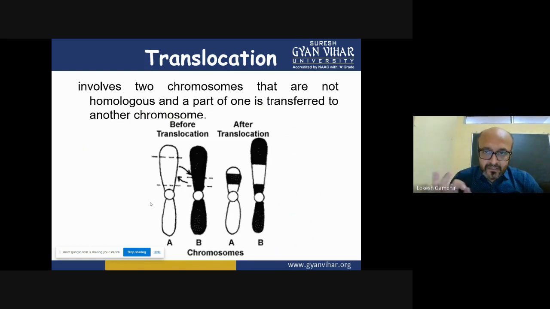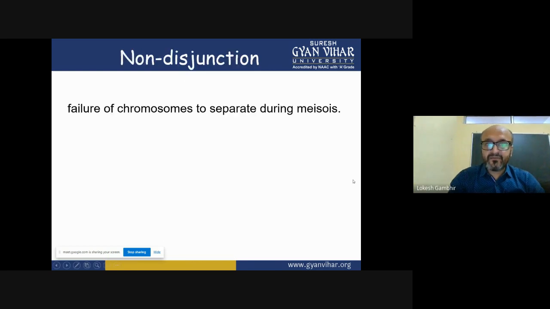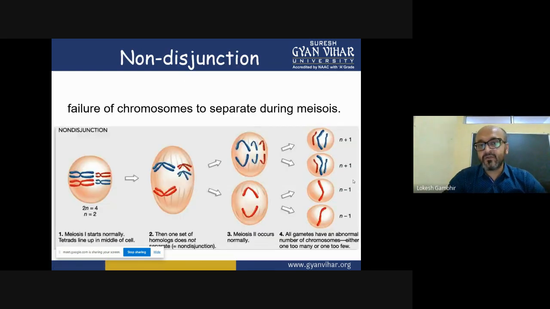Now please take note of this slide. When we are talking about normal translocation, we are not talking about the translocation of the centromere or the kinetochore or centrosome. It's the fragment present in either the long or the short arm that is getting translocated, right? Then there is another set called non-disjunction.